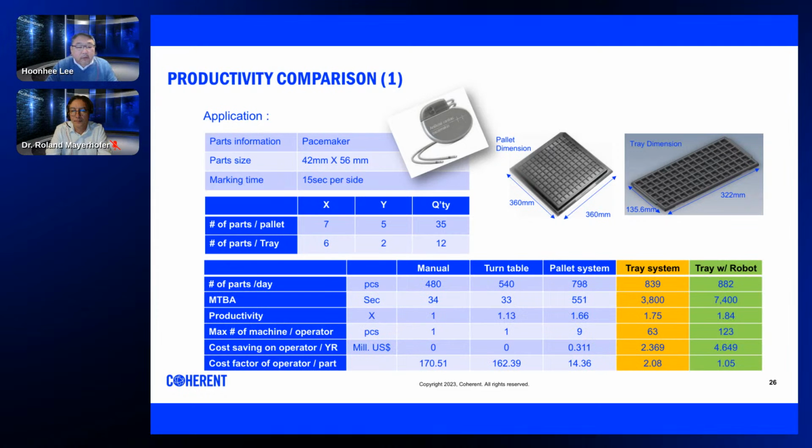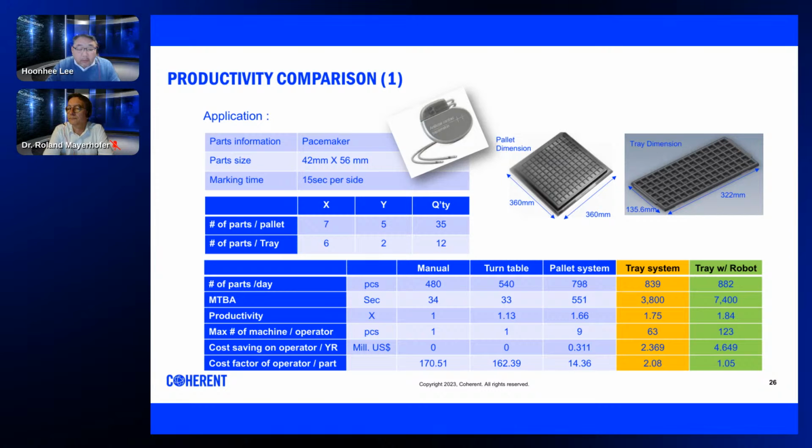There are 4 different system types: manual, turntable, pallet system, and tray system. It can be tray only or tray with a robot. Manual system and the turntable require a dedicated operator to feed every single part twice, as it has to be turned upside down to mark on top and bottom. While pallet systems and tray loaders can process a bunch of parts with a single load, they still require an operator to flip the parts either on a pallet or tray.